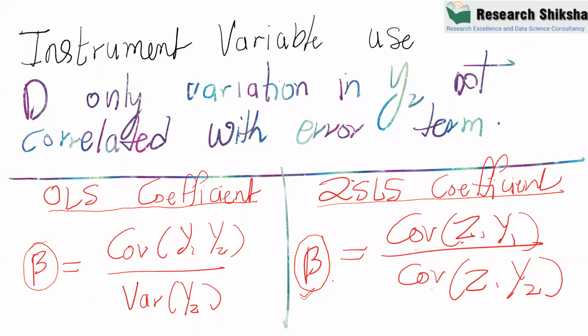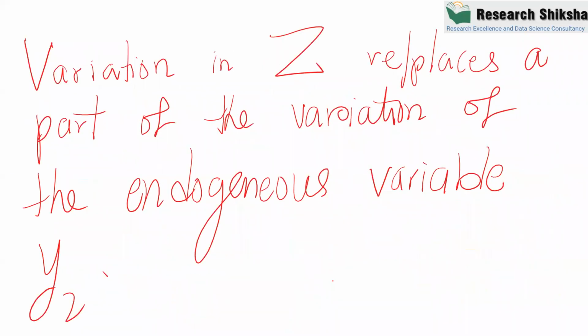So let's explain the concept of second stage least square now. What happens after including the Z? The variation in Z replaces a part of the variation of the endogenous variable Y2, right? So this variation is replacing that variation which is caused by the error term in the model.